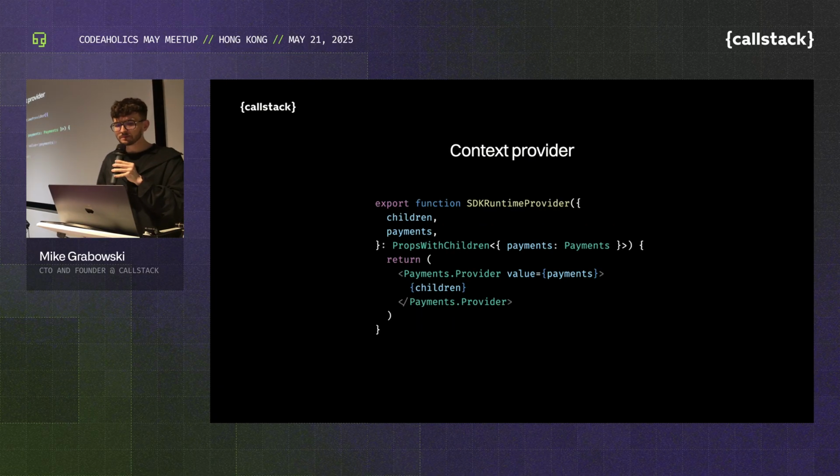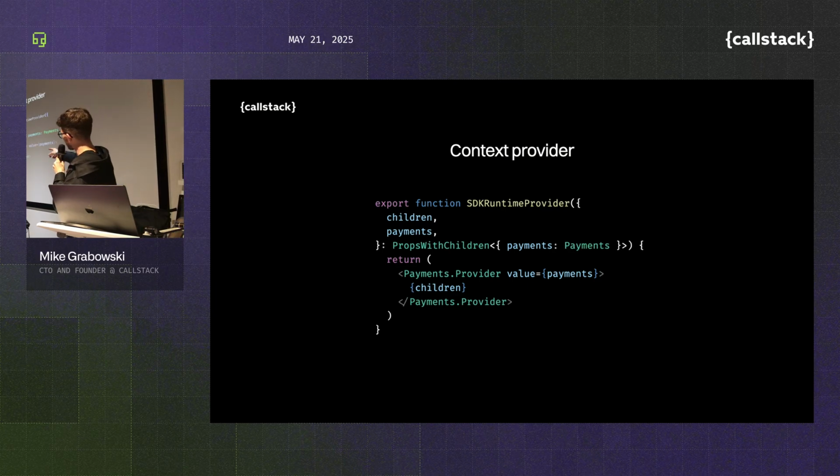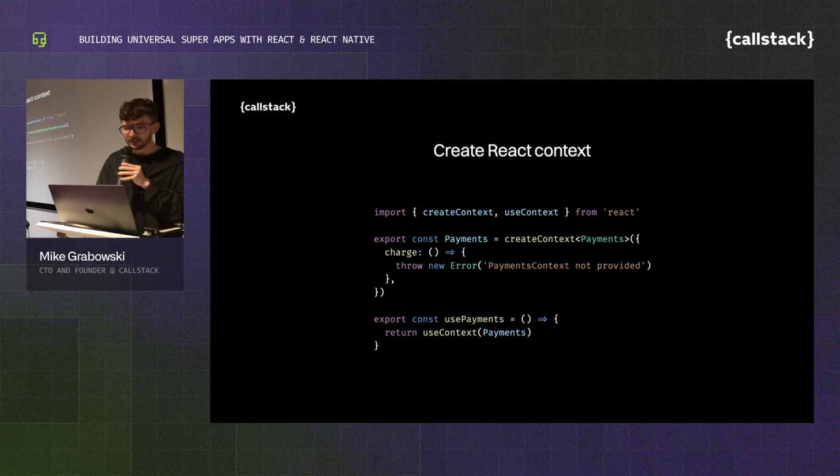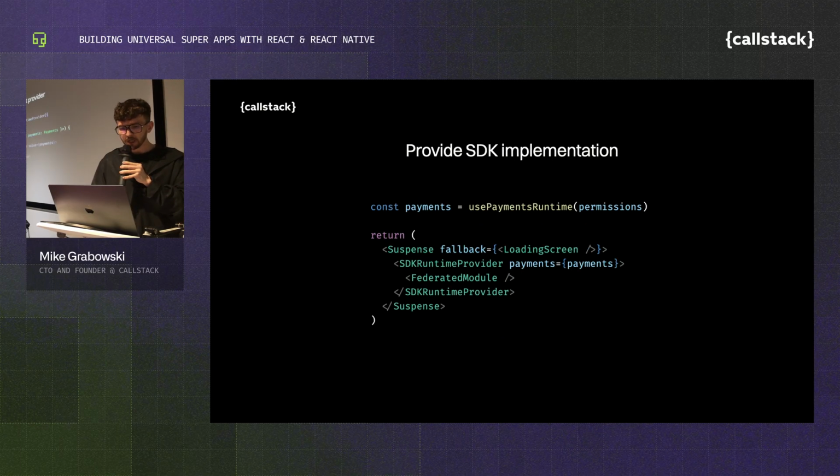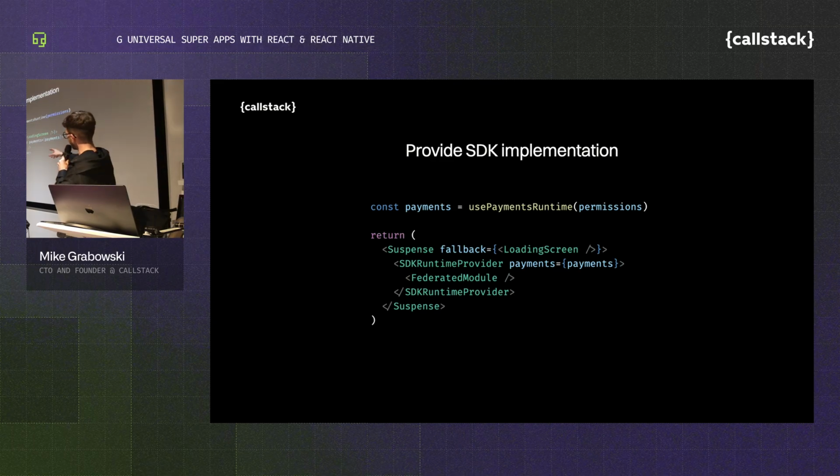And then we have the context provider. In this case, we have an SDK runtime provider. As you can see, we are using a payments provider, and the payments provider expects an object with methods such as charge. It's obviously very simple for this purpose, but I'm just showing you the idea. So we are providing the payments. As you can see, the SDK runtime provider is wrapping the federated module, so it's wrapping the third-party code.